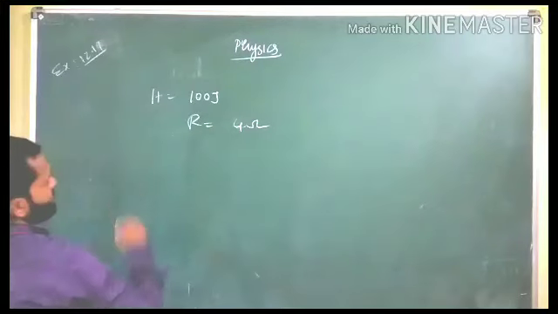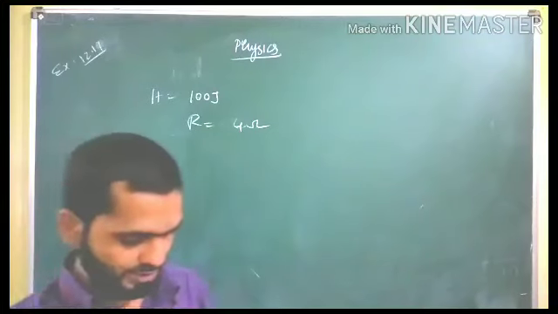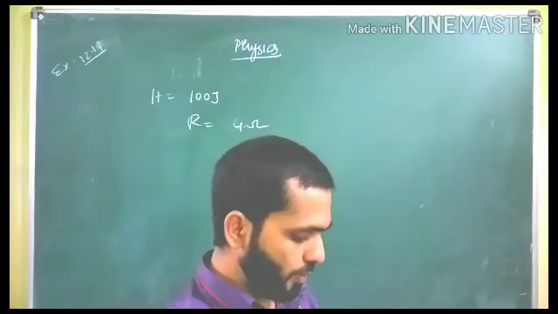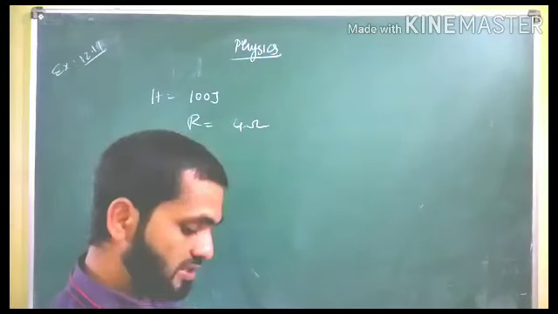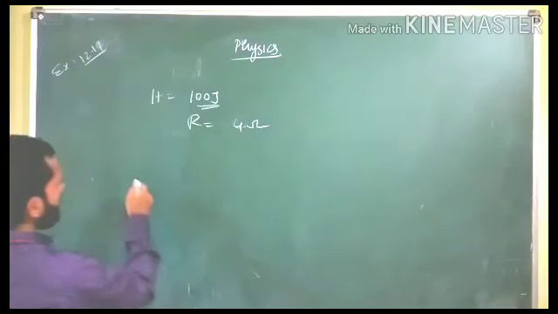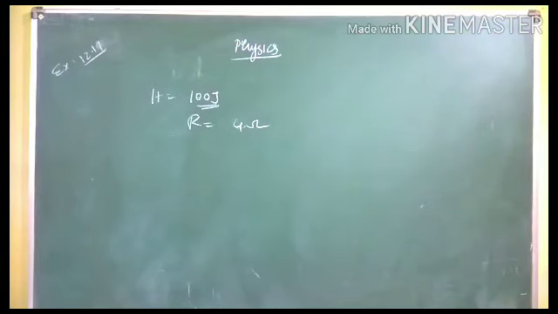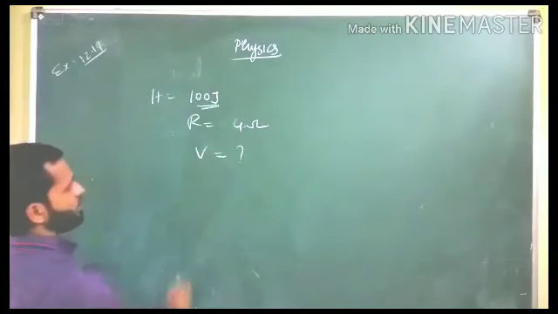This is what is given: heat is equal to 100 joule per second. And see what you want to find out: the potential difference across the resistor. So 100 joule of energy is produced in the 4 ohm resistor. What is our equation, students? We want to find out the potential difference across the resistance.